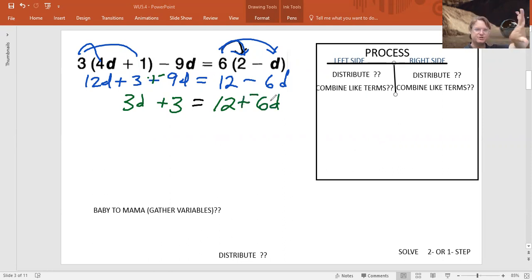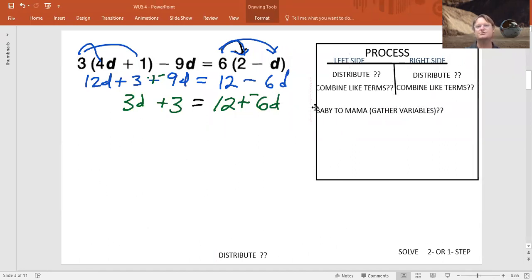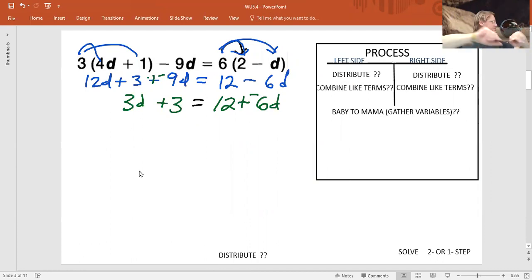Now that you've distributed and combined on the left, you've distributed and combined on the right. Now your next step, you got it, folks. The next step is to do what we've been doing. And see in my notes how this line that divides the sides kind of opens up? Now you can look at the entire equation, left side and right side, and then you're going to bring baby to mama. This is the idea of you gathering the variable terms, just like we've been doing.